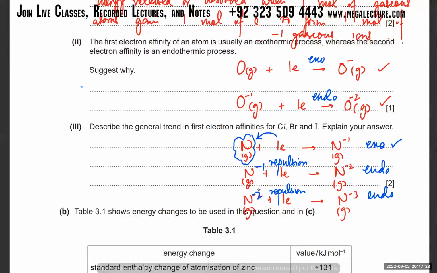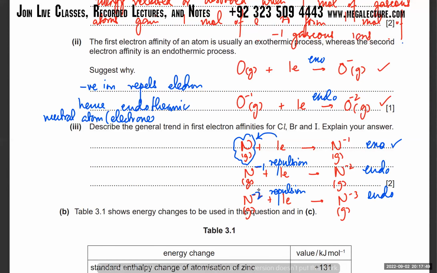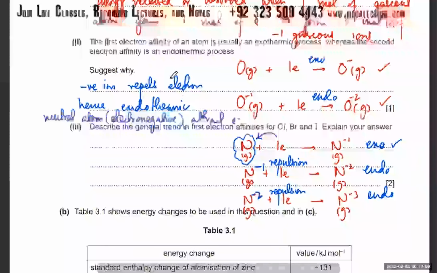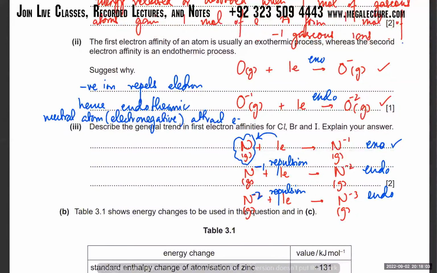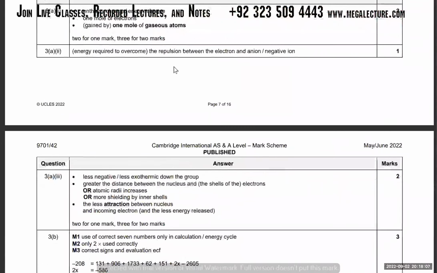So what you're going to state over here is that the negative ion repels electrons. Hence, it's endothermic. And the neutral atom actually attracts electrons. The neutral atom is also very electronegative, which means that it has a very strong attraction for electrons. Since for the neutral atom it's exothermic, for the negative ion it's endothermic. We'll just check with the marking scheme answer, like how did they phrase this. So they're just talking about the repulsion between the electron and the negative ion. That's it. So we did talk about that.